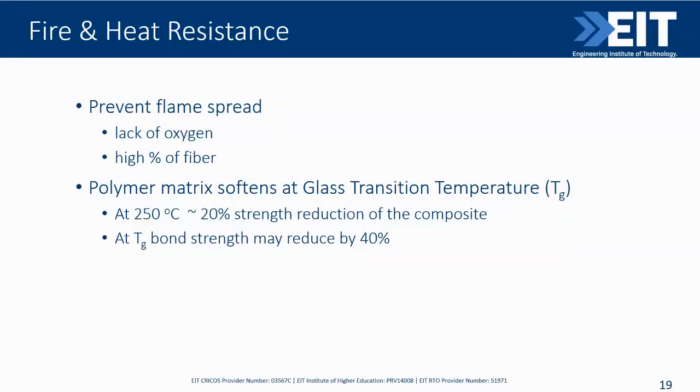So it needs to be preventive. So some preventative steps must be taken. So we need to prevent a flame spread by using higher fiber volumes, and restrict oxygen access to the structure, and we can use some flame retardants.